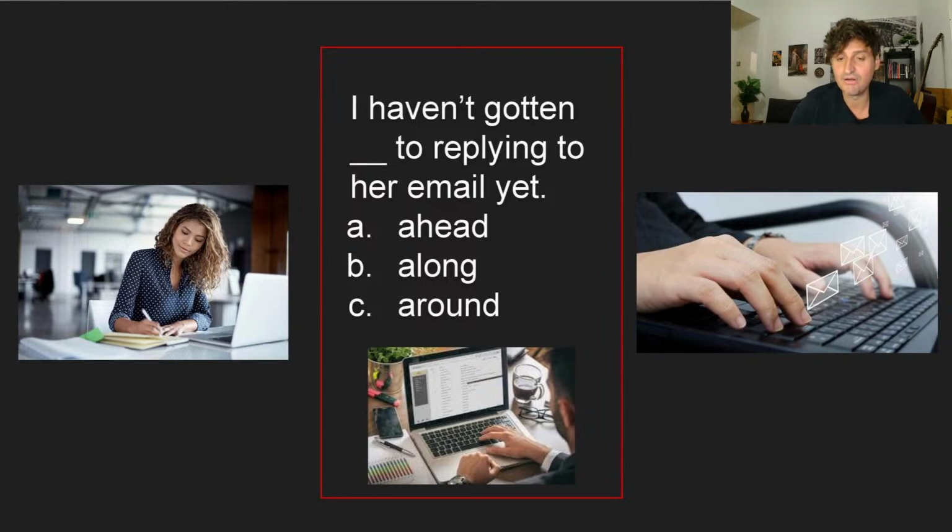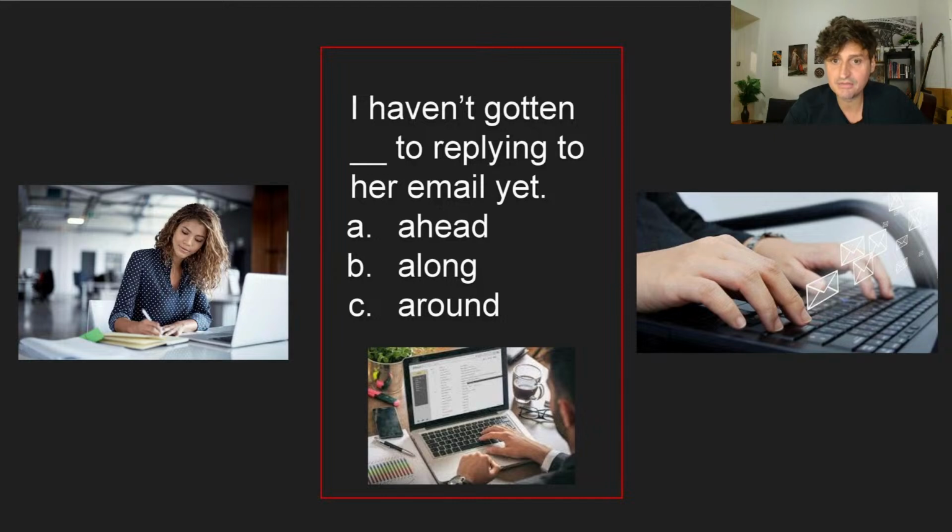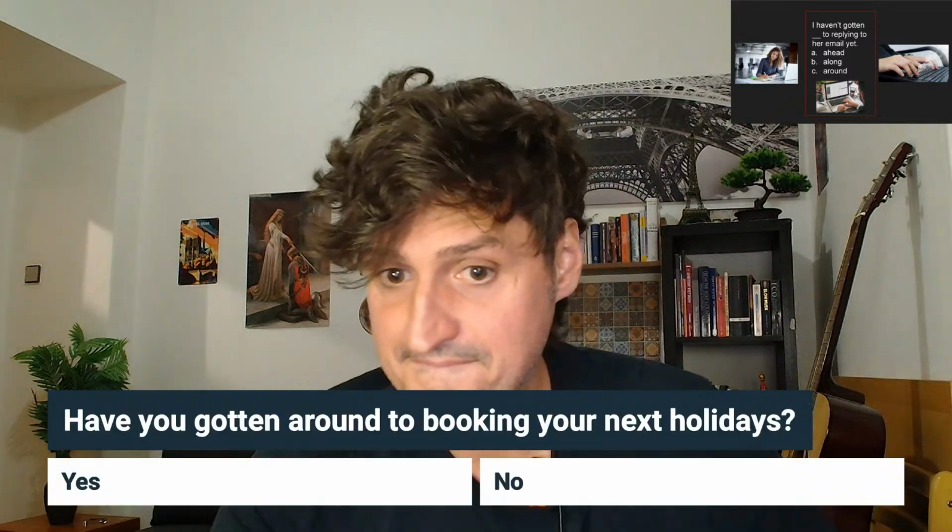So here is I haven't gotten around. Oh, wow. Nobody got it right. So to get around, right, to doing something, right? So you get around to. I haven't gotten around to, right? So that means to have enough time to do something. So let's practice this. I'm going to ask you a question in the poll.